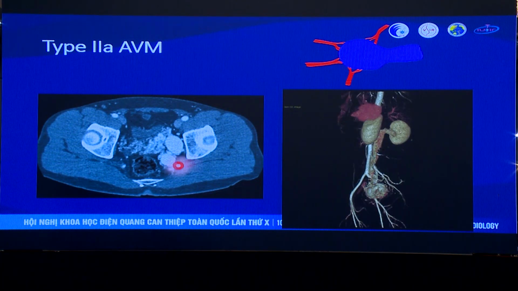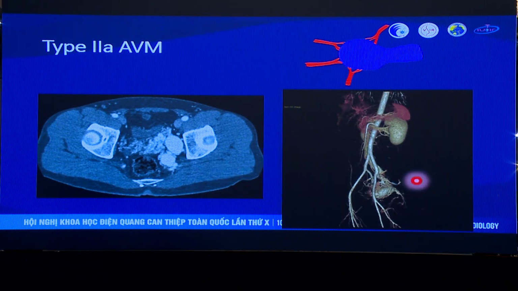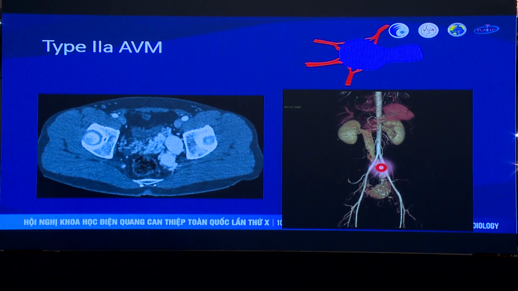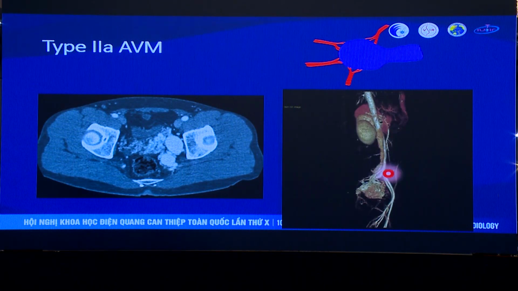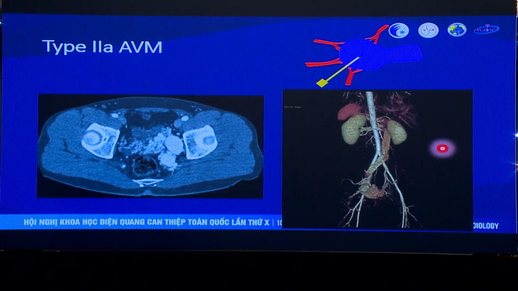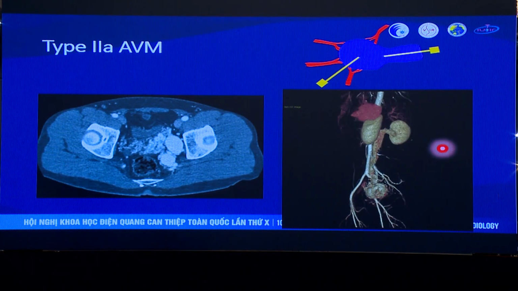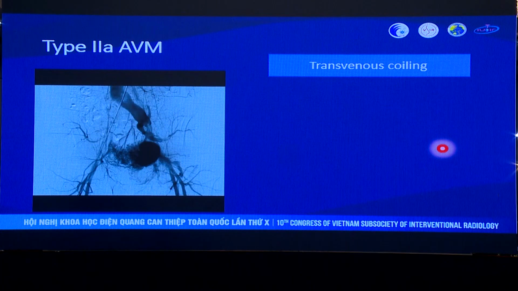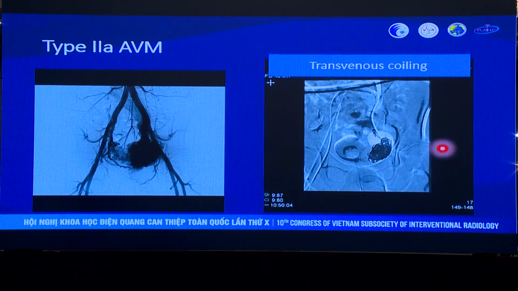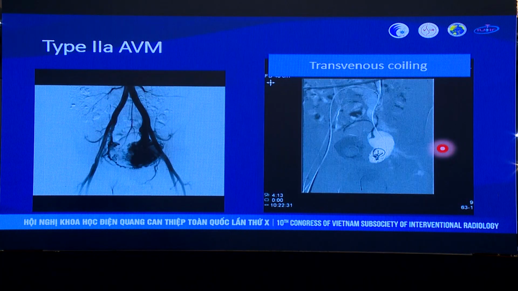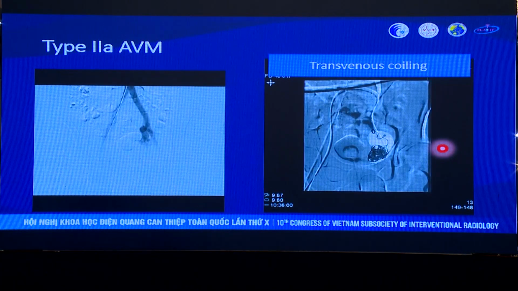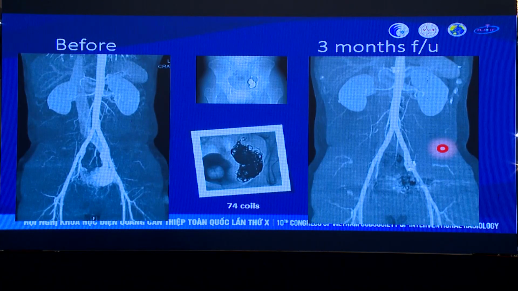This is the embolization strategy, and this slide shows a typical example of type 2A pelvic AVM. You can see the large draining vein and the large enlarged IVC. And we can use a direct puncture or transvenous embolization. In this case, I used transvenous coil embolization to occlude the large venous sac. We need many coils. In this case, I spent 74 coils. I didn't use ethanol in this patient. After 3 months, the AVM had disappeared.